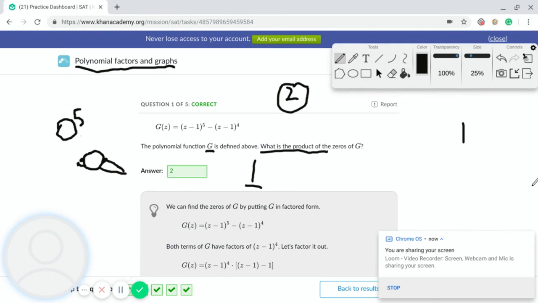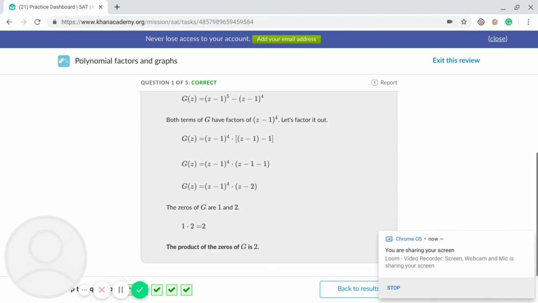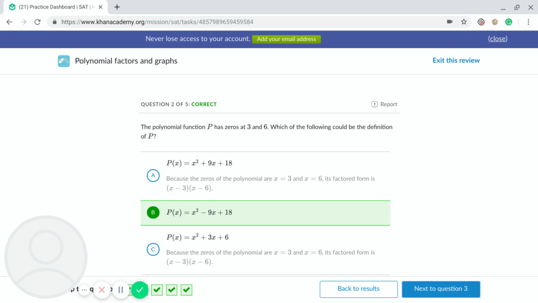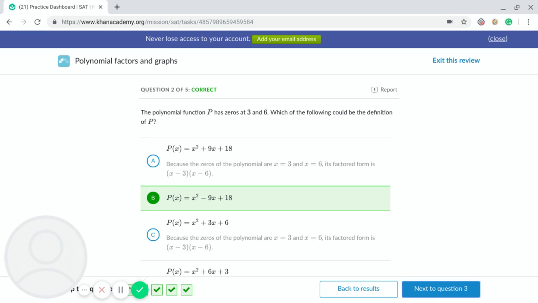Alright, are you ready for the next one? Polynomial function p has zeros at 3 and 6.